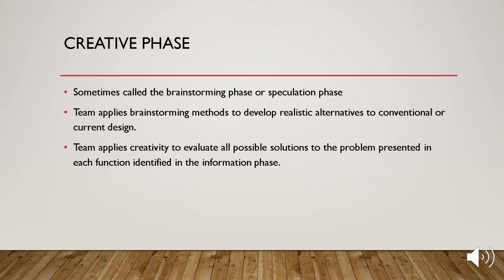Now, once you've collected all the information from the information phase, you can move on to the creative phase, sometimes called the brainstorming phase or the speculation phase. In this phase, the team applies brainstorming methods to develop realistic alternatives to conventional or current design. And to do that, the team uses a creative method and evaluates all the possible options to the problem presented in each function identified from the information phase.